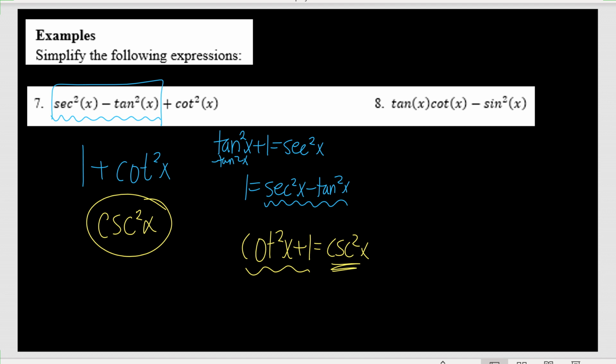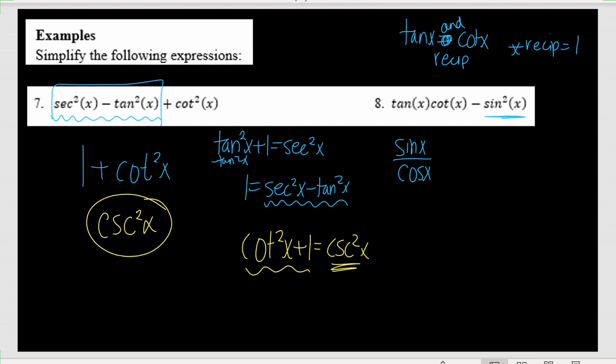Now, we can change tangent and cotangent several different ways, but remember, tangent and cotangent are reciprocals. And if we multiply reciprocals, we should always get an answer of 1. I'm going to do what most of us would do, and we would change tangent and cotangent to be in terms of sine and cosine because we have a sine squared term. So let's just do that and prove to ourselves that sine over cosine multiplied by cosine over sine will simplify.